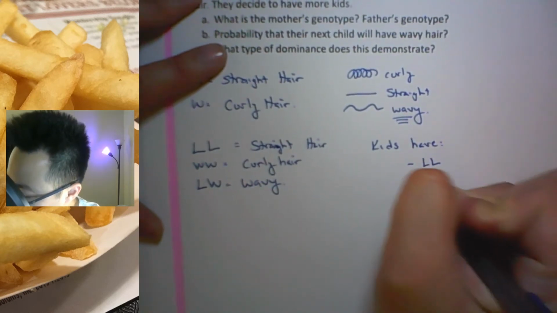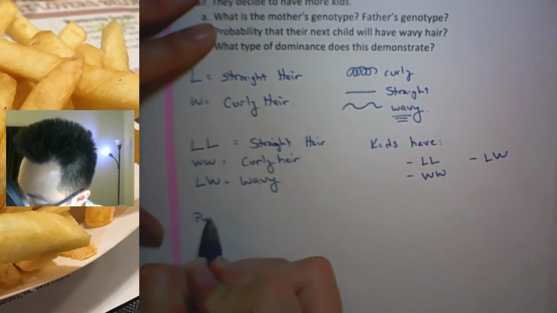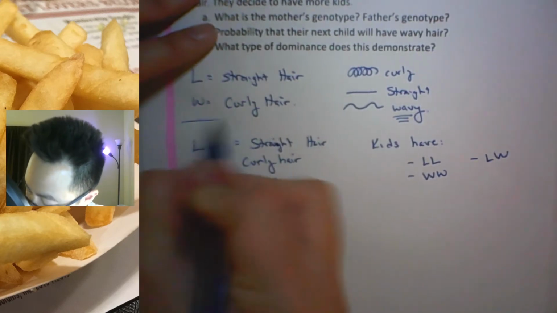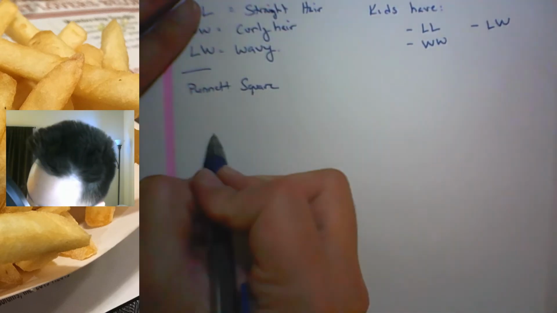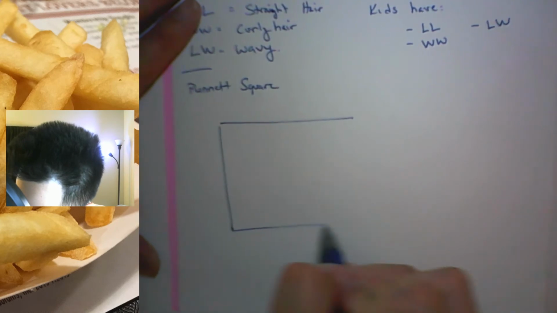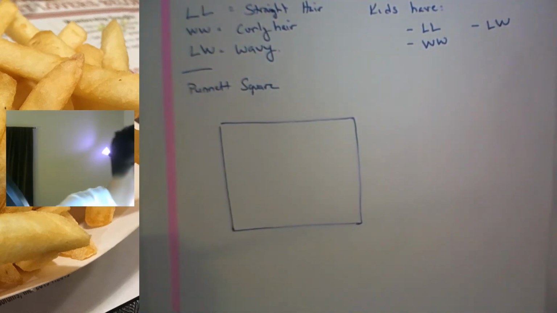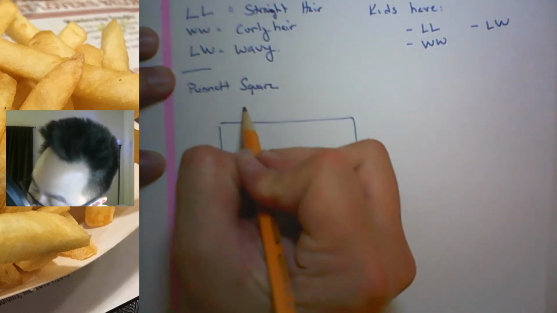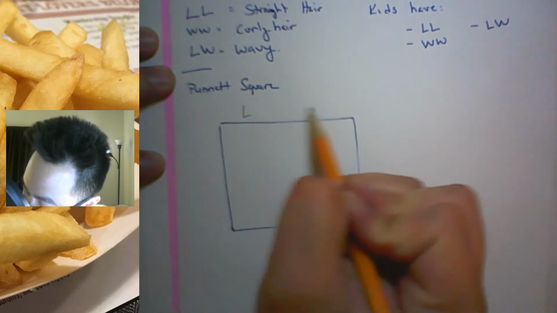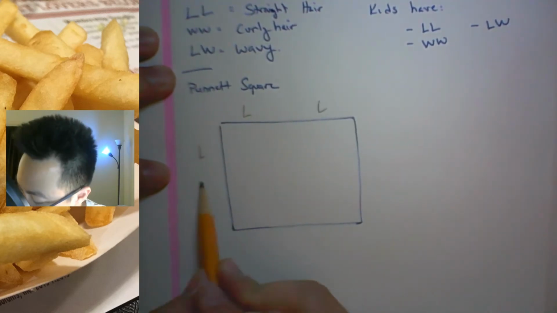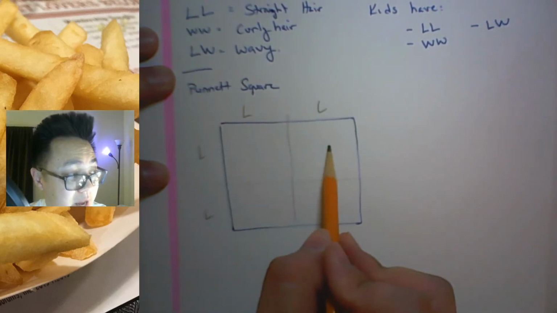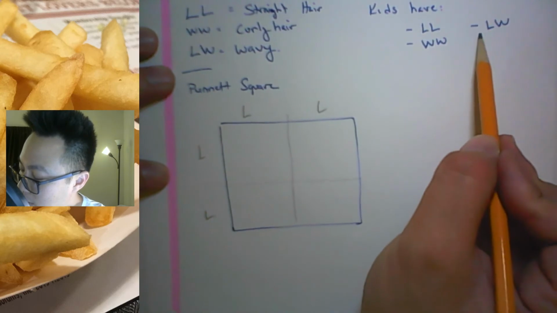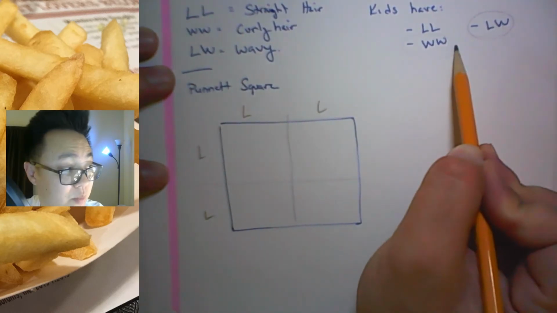The kids have here big L, big L, big W, big W, and big L, big W. So if I were to look at the Punnett Square, let's predict that we had both parents that had big L, big L. Okay, let's predict that. Well, then all these squares would be big L, big L, big L, big L. Okay, and so we wouldn't be able to explain where big L, big W, and big W, big W come from. So the genotypes of the parents can't be that. So not that.